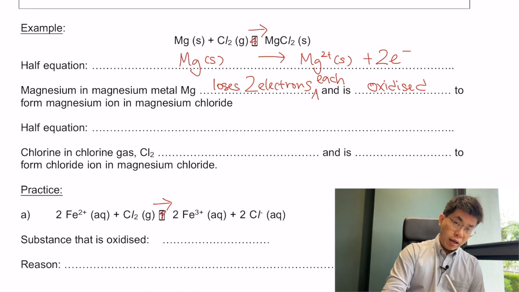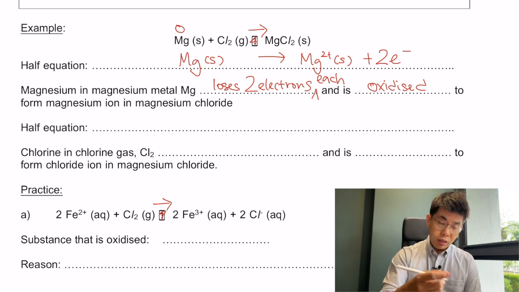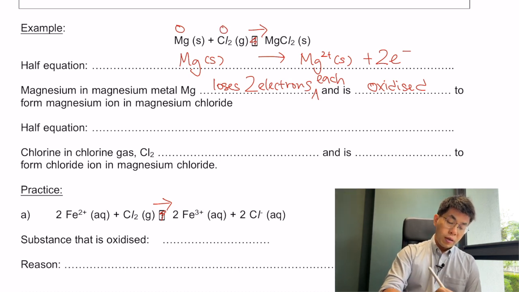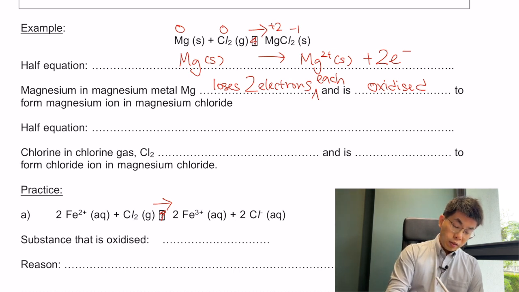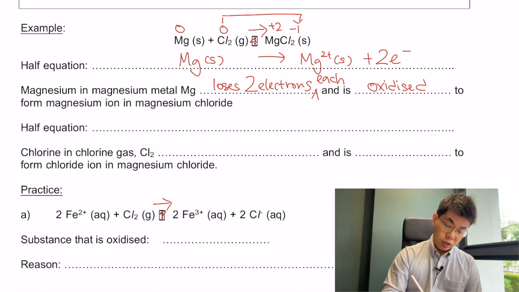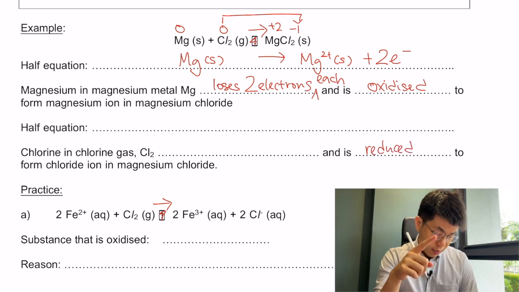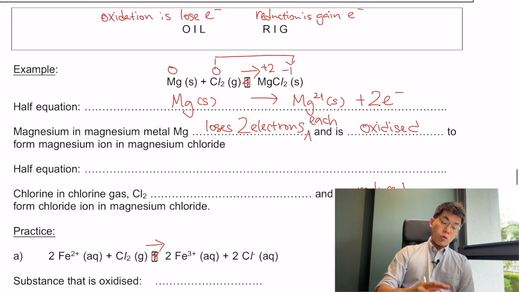So magnesium is an element, so that's a 0. So you will use oxidation states. Chlorine is an element, so it is also 0. And then chloride we know is -1, and we know magnesium is a +2. Okay, so we can already see that chlorine goes from a 0 to a -1. So it decreases oxidation state. So a decreased oxidation state we know is a reduction. So over here we say it is reduced.